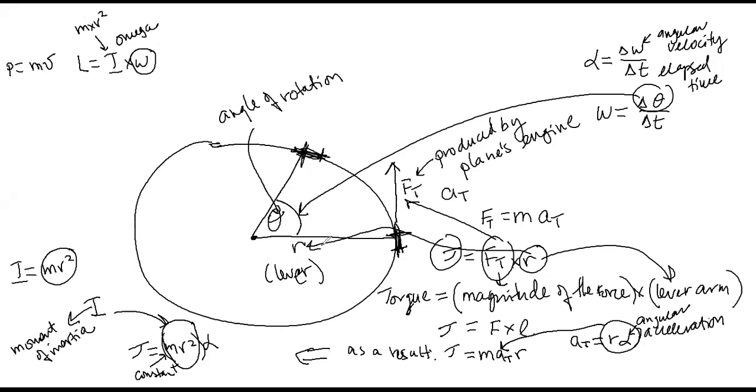Now, since the total linear momentum of a system is conserved, we talked about it, guys, in the previous video. So in other words, P final is equal to P initial. So is the angular momentum. So L final is equal to L initial. Now, let's get to the skater.